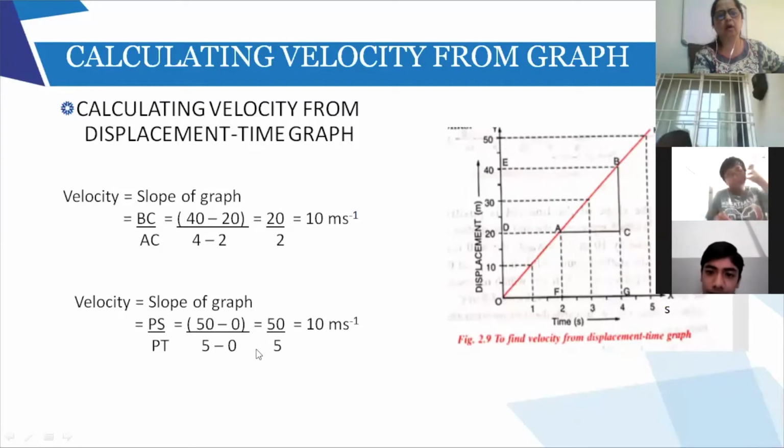So 5 minus 0. Again, I do the same thing. I get the same velocity. So Toshit, I can take point A and B anywhere. Anywhere I take the points.